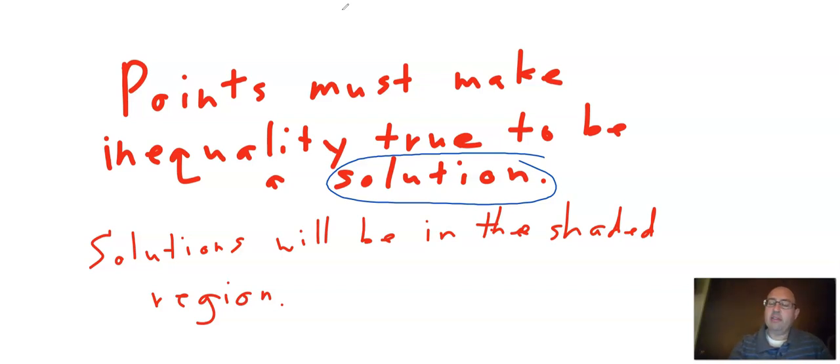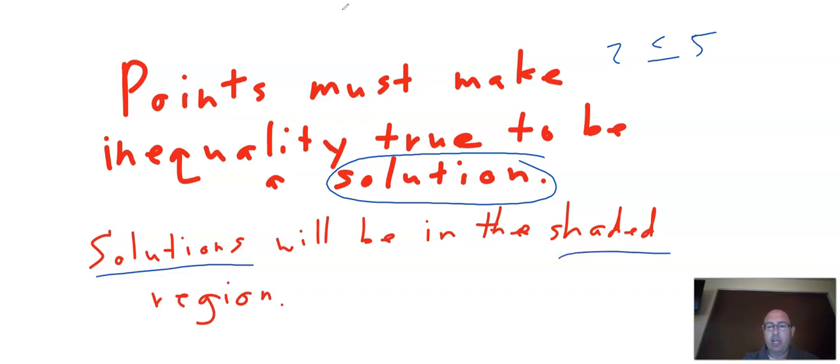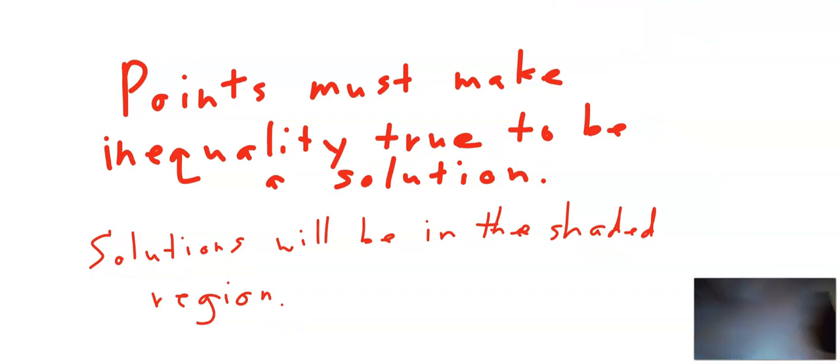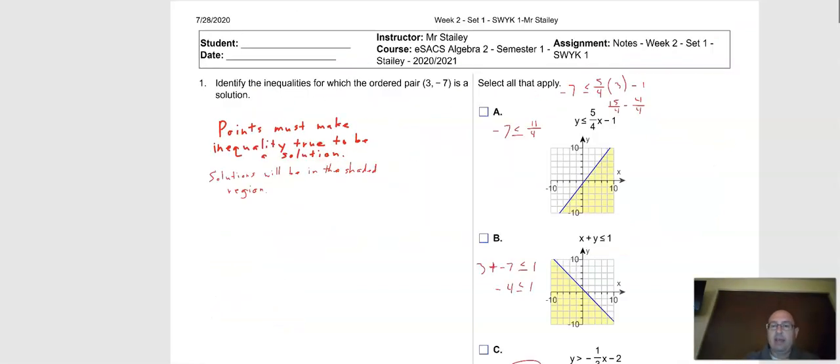So we've got to have things like, 2 is less than or equal to 5. That kind of statement is a true statement. So that's what I mean by a true statement. So that's one way to determine. The other way, graphically, is that solutions will be in the shaded region. Now if it's really close to the boundary, it might be difficult to tell, and then you might have to revert back to this strategy right here, where you actually plug in numbers. So let's take a look at what we're dealing with today.